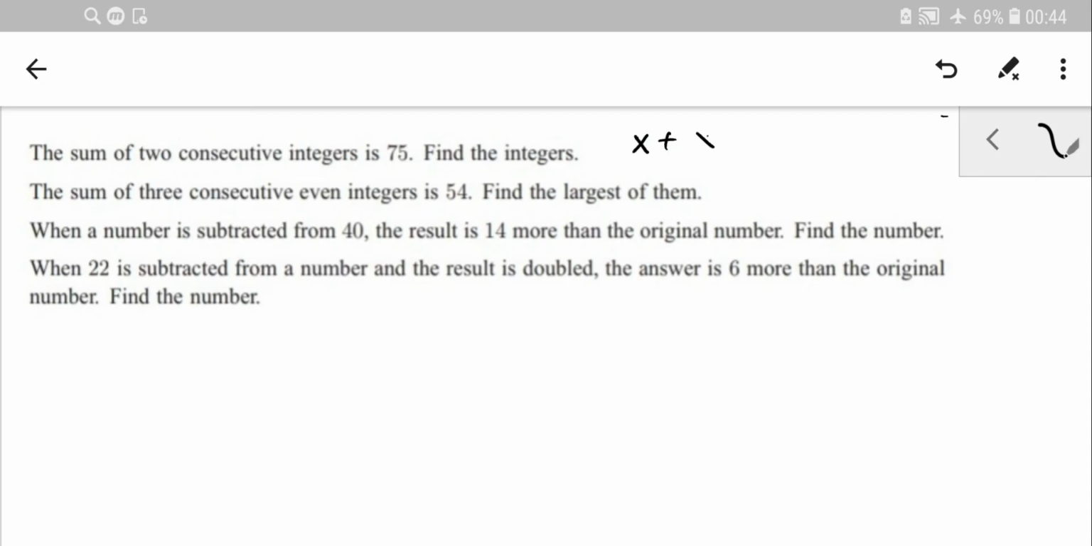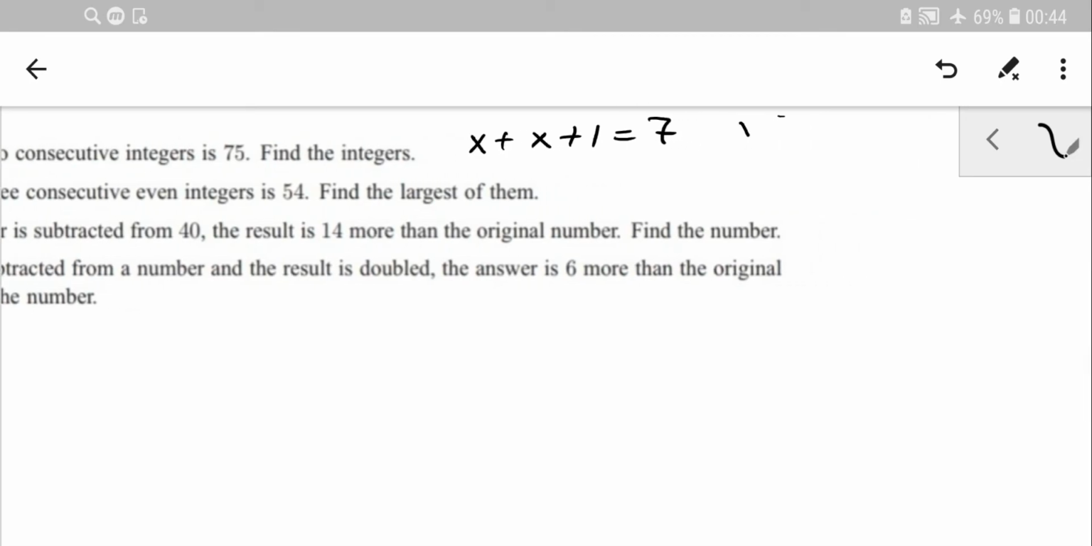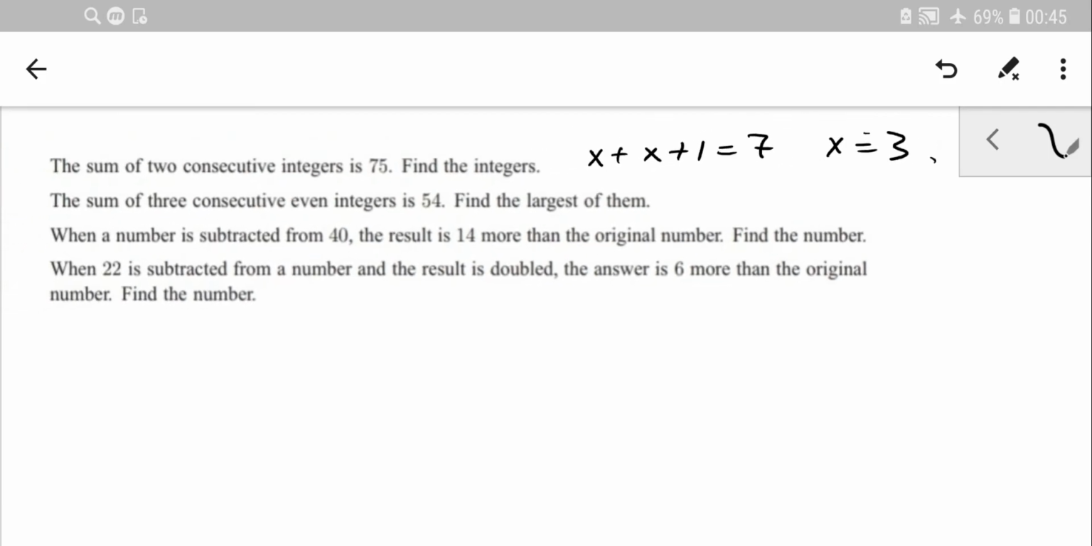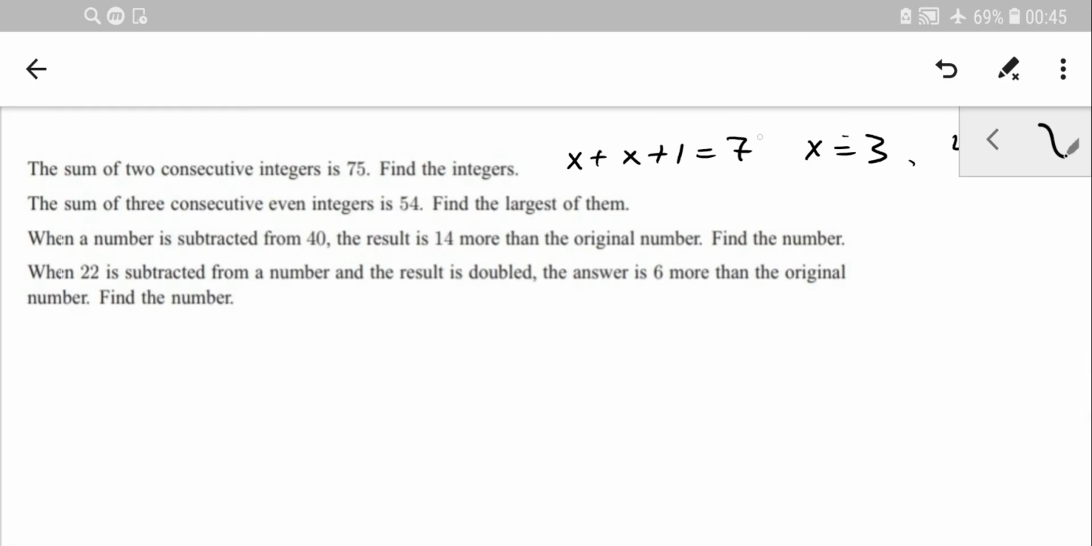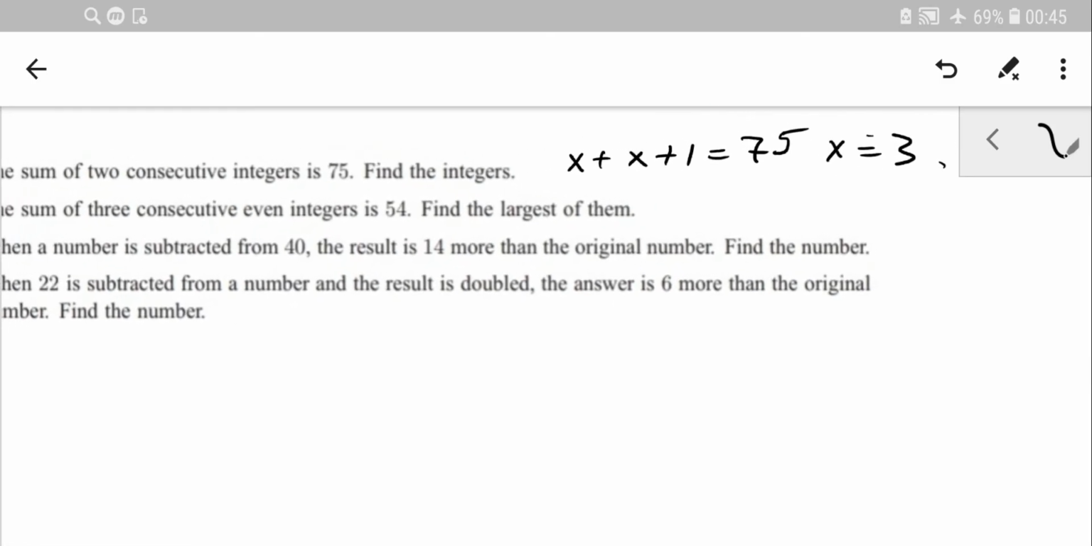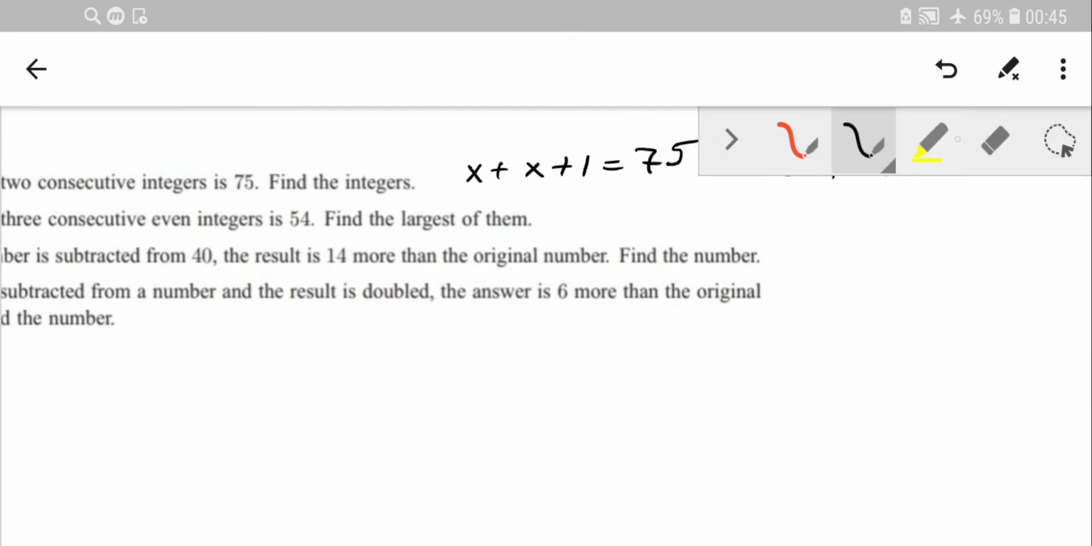So x plus x plus 1 equals 75. Find the integers. So 2x is 6, x is 3, and the second is 4. 3 and 4. Oops, sorry, 75. That was miswriting. Okay, so I correct my results. So 2x is 74, and 74 halved is 37, and then 38. That was it for consecutives.